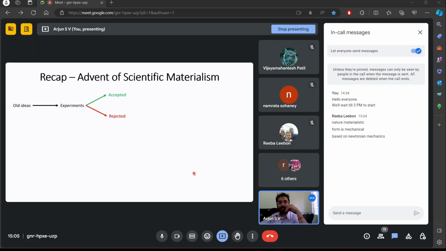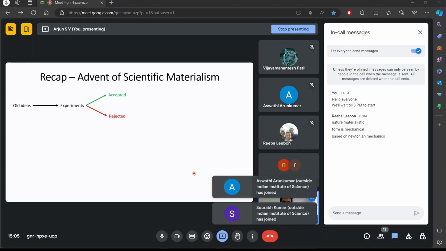Similar to how Earth can be studied using these immutable laws, the universe can also be studied using these immutable laws. The form is mechanical and based on Newtonian mechanics. It's absolute; those are the absolute definitions of how mechanical materialism works.